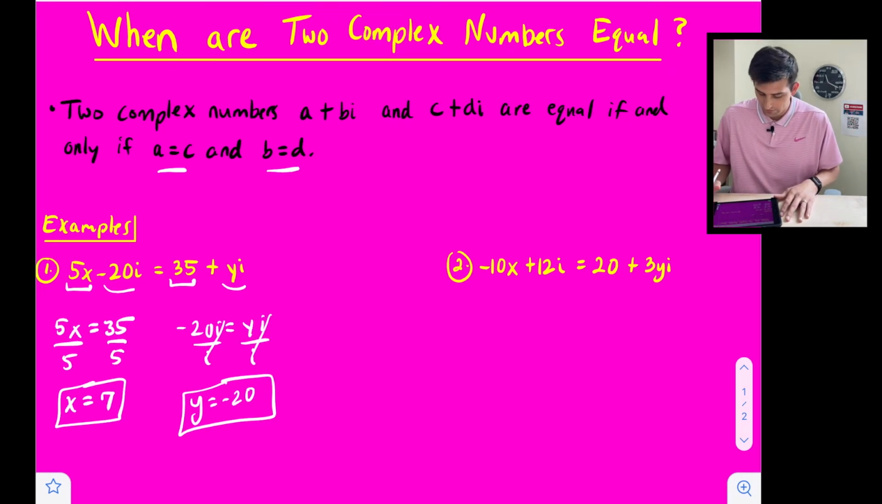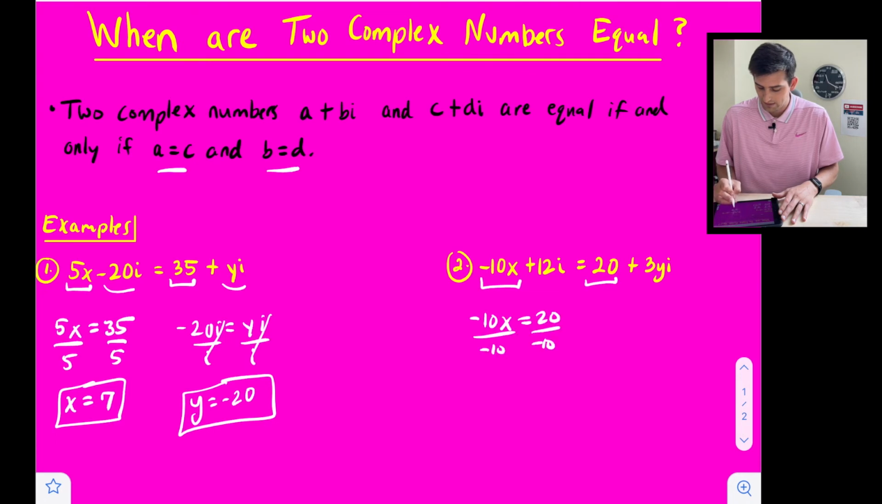All right, let's do the same thing for example 2. We have negative 10x plus 12i is equal to 20 plus 3yi. So once again, let's take our real parts and let's set them equal to each other. So negative 10x equals 20. Let's divide both sides by negative 10, and we get x is equal to negative 2.